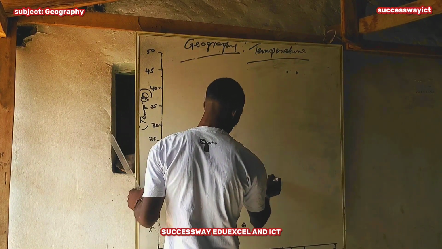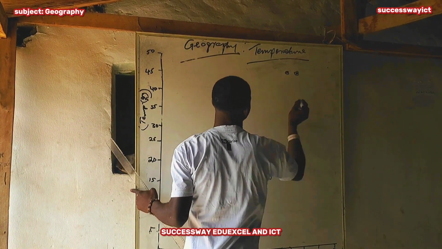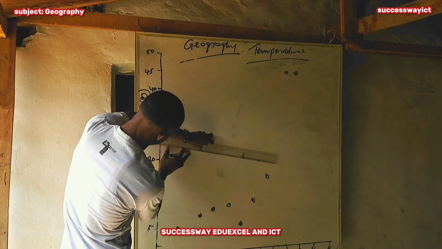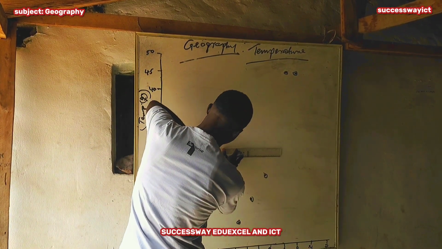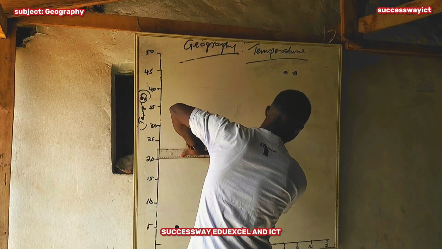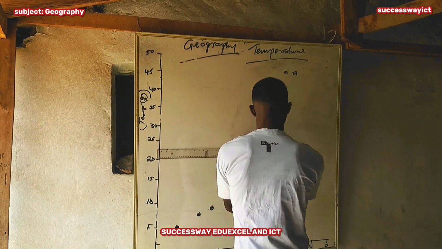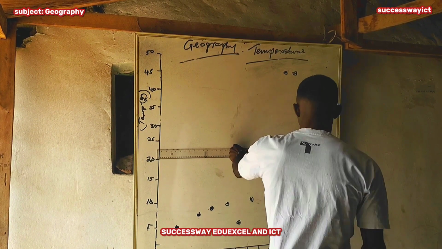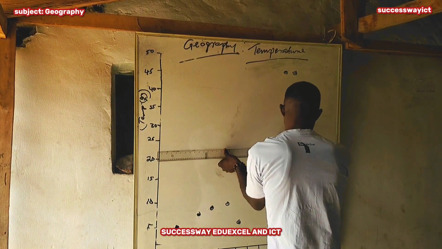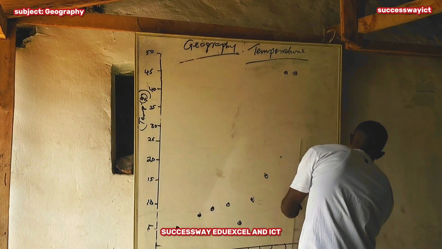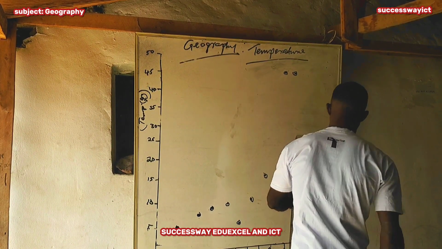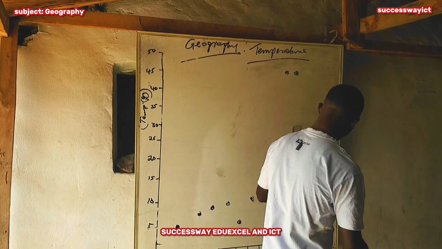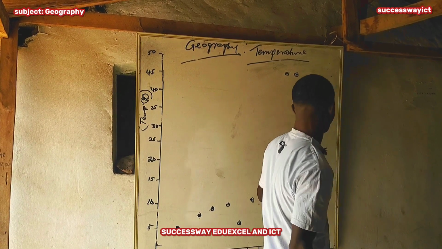Next one is October. October is what? 20. Is it balanced here? Yes, sir. Is it balanced? Yes. No. Which no? It's not balanced.